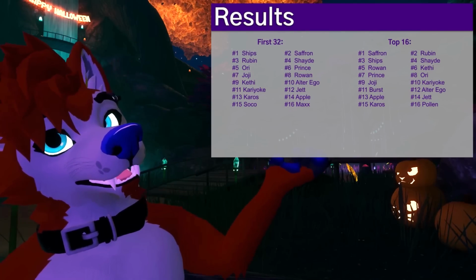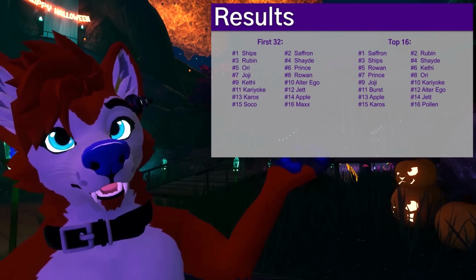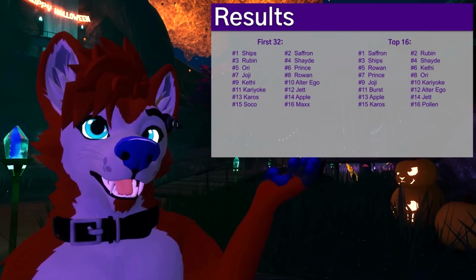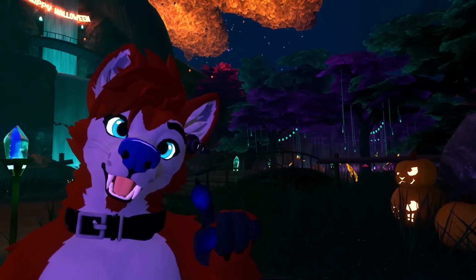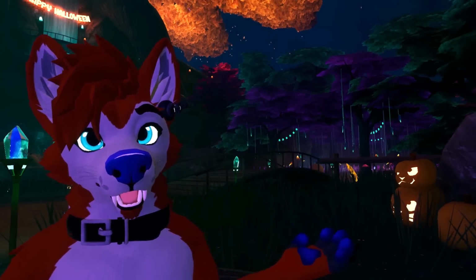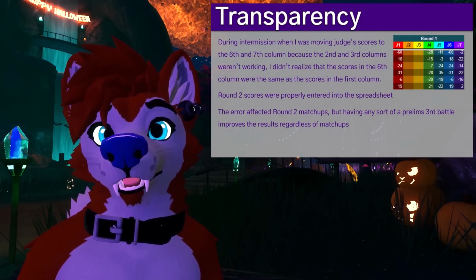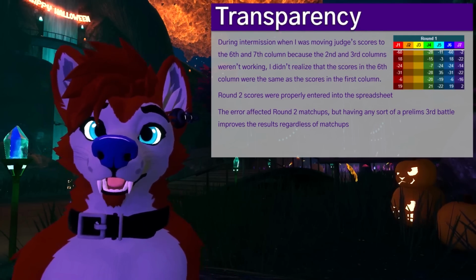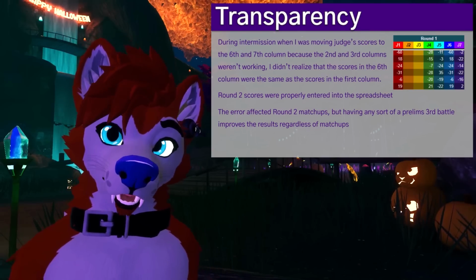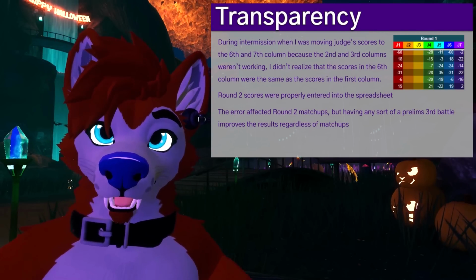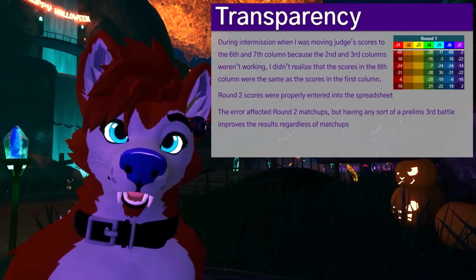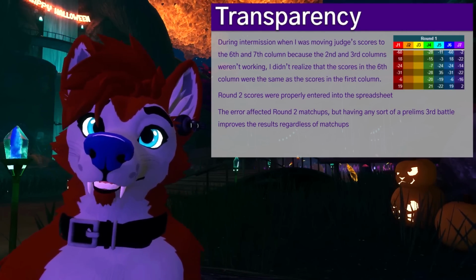Anyway, here's the top 16 results for prelims for both rounds 1 and 2, and I gotta say that extra third battle definitely improved the accuracy of bracket seeding. But there was one small error that I made when entering the judges' votes. When I was troubleshooting that issue during intermission, I ended up copying one of the judges' votes twice. So one of the judges' votes was doubly counted, while one of the other judges' votes was completely missing. This error only affected round 1 scores, and the judges' votes were properly accounted for in round 2.